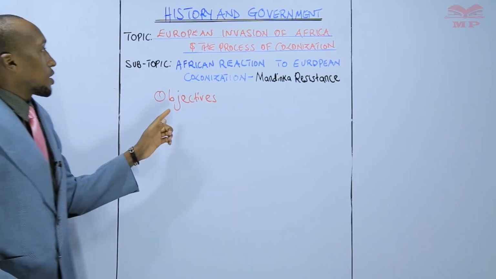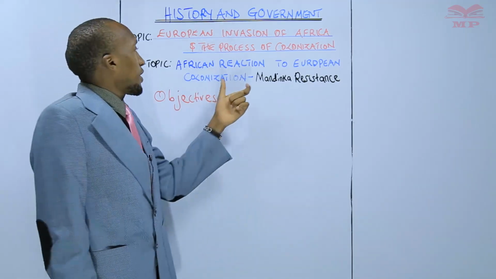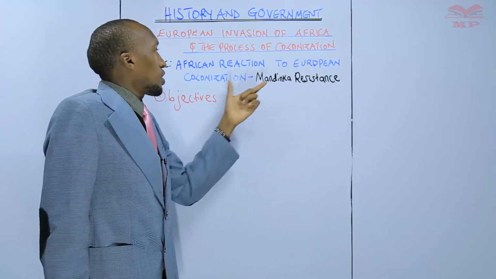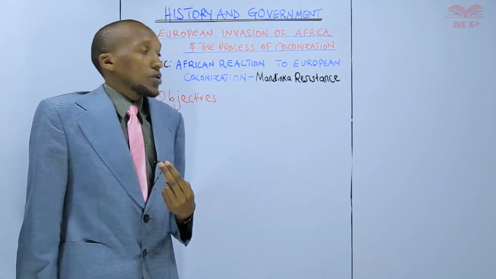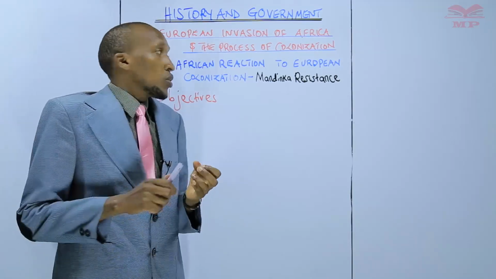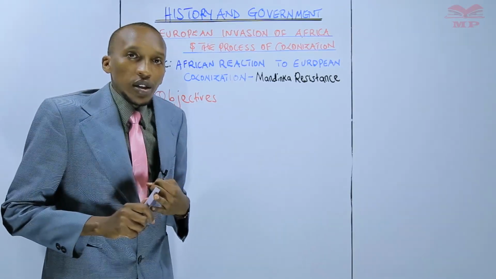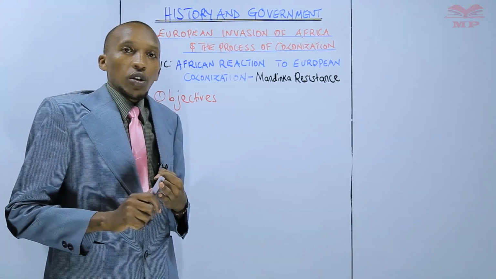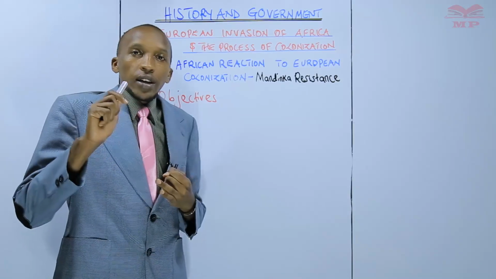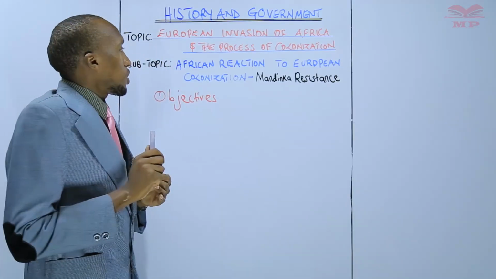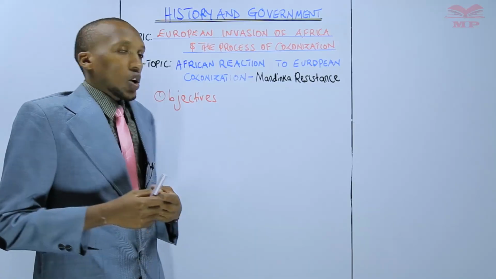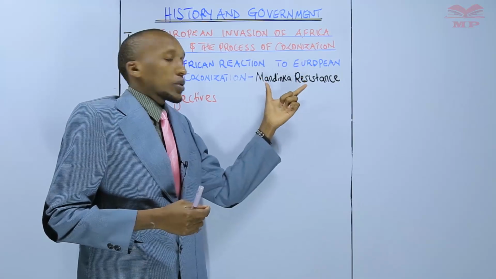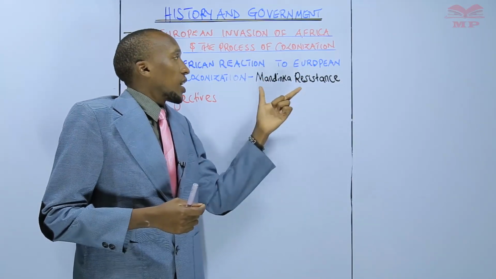Remember, before we look at the objectives, my dear learner, we said that the Africans had various ways of reacting to the European colonization. We said there were two ways in which they reacted. One was through resistance, and the other one was what? Can you remember the other way in which the Africans responded to the European colonization? Very good. The collaboration. So we have looked at one resistance that we call the Maji resistance, and today we are going to study the Mandinka resistance.